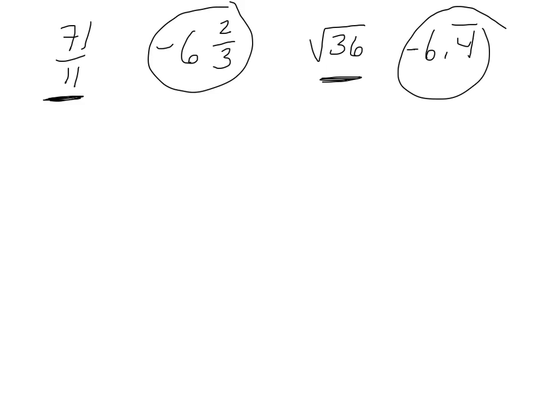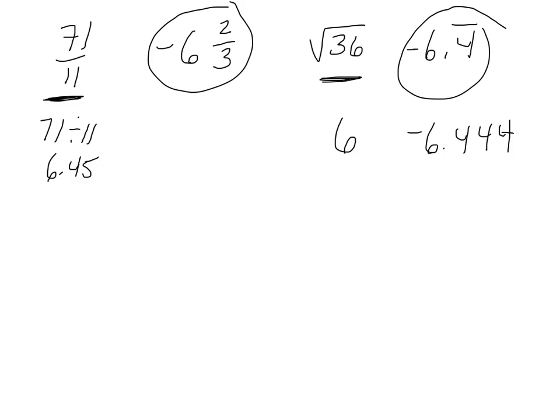Okay, so let's take the 71 over 11 and divide that out. What you want to type in is 71 divided by 11, and that is going to give us 6.45. Then we're going to type in square root of 36, and that gives us a plain old 6. This guy here is negative 6.444. Since it's repeating, that's how it's being considered.